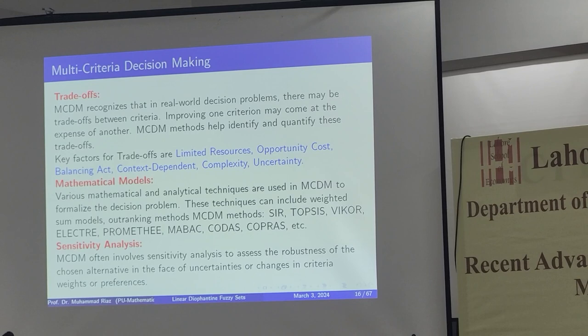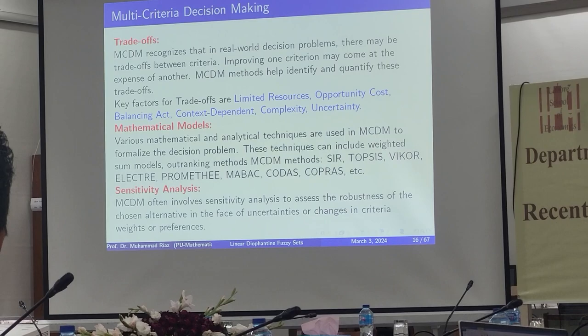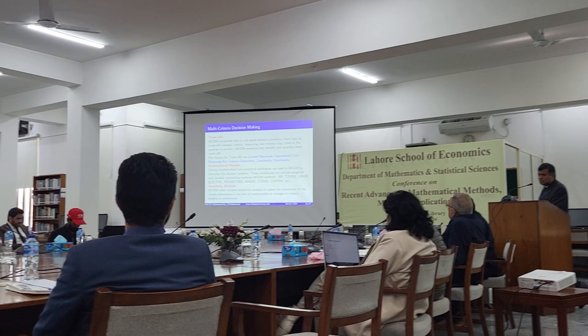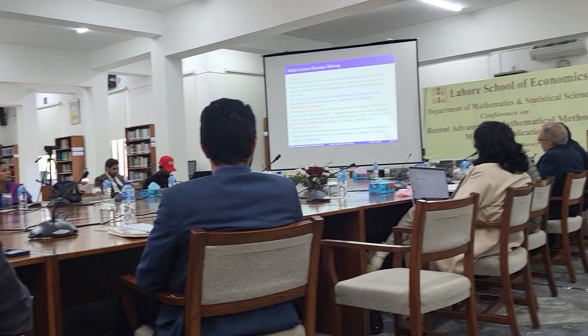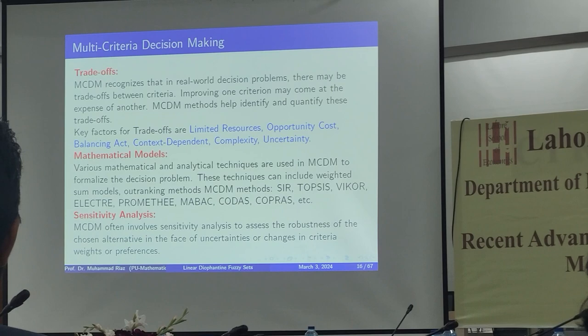There are mathematical methods, or you can say mathematical models, which are important in multi-criteria decision-making techniques. Some examples are the SIR method, the superiority and inferiority ranking method. This is different from the SIR model, which stands for susceptible, infected, and recovered patients. Professor Fee gave an excellent talk yesterday.